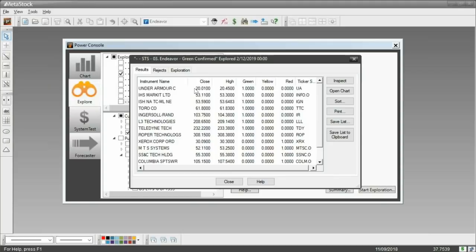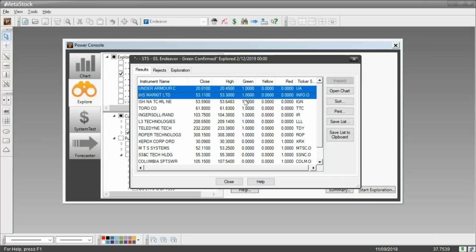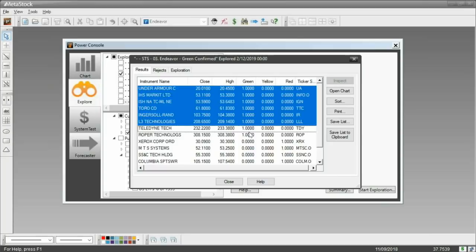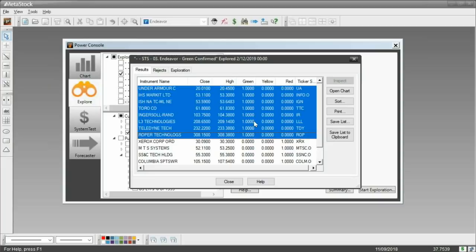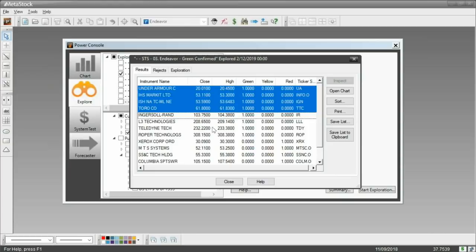I then get rid, let's highlight, that's one, two, three, four, 8 potential stocks that have green confirmations on there. I generally, for long-term trades, don't look to take stocks that are over $80. So I'm going to get rid of everything here that's $100, which leaves me with 4 options.